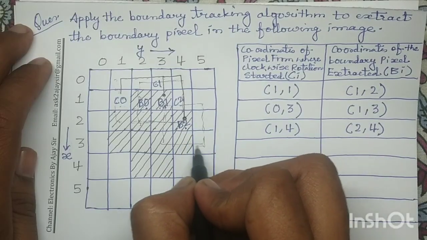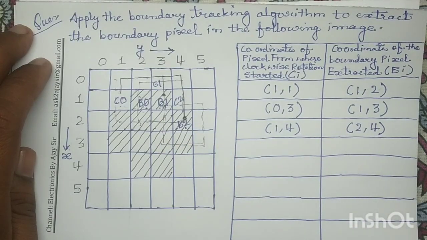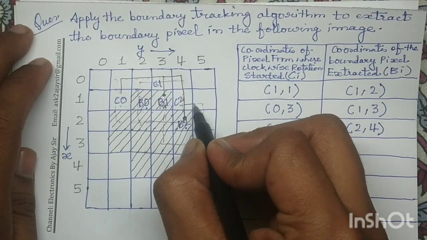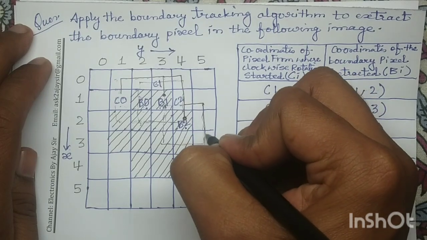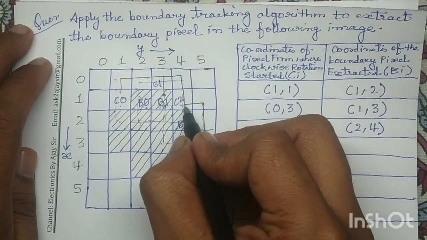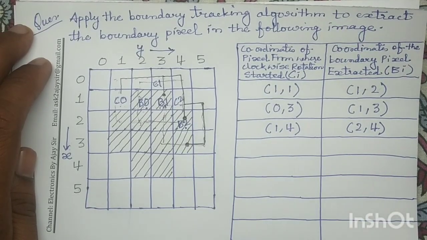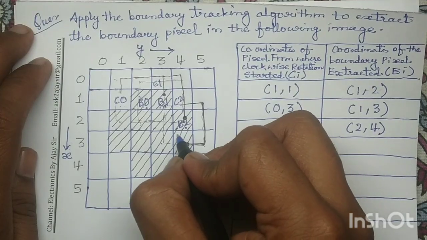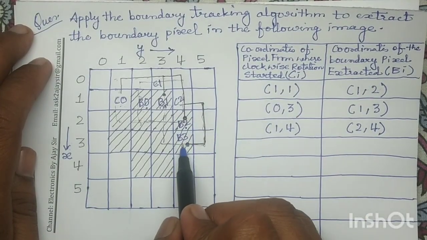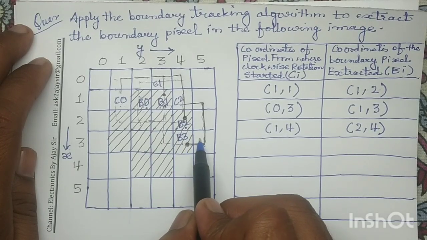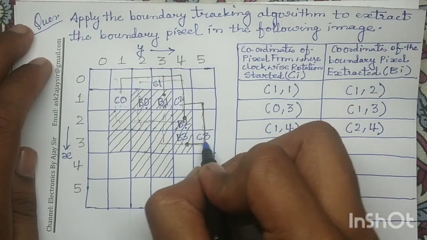We will target the 8 neighborhood pixels of B2, and from C2 we will start moving in the clockwise direction and observe which is my next boundary pixel that we will reach. So this is my next boundary pixel that we will reach. We will mark it as B3, and before reaching B3, this one is my background pixel. So I will mark it as C3.